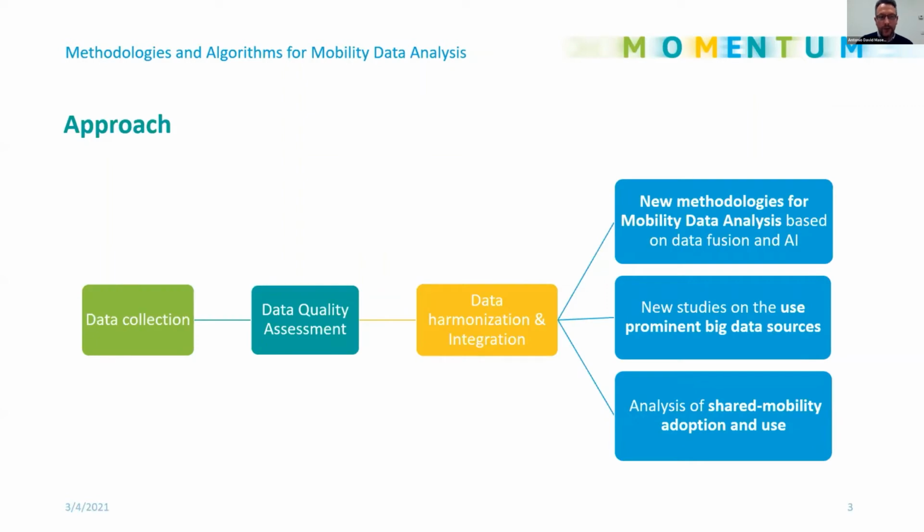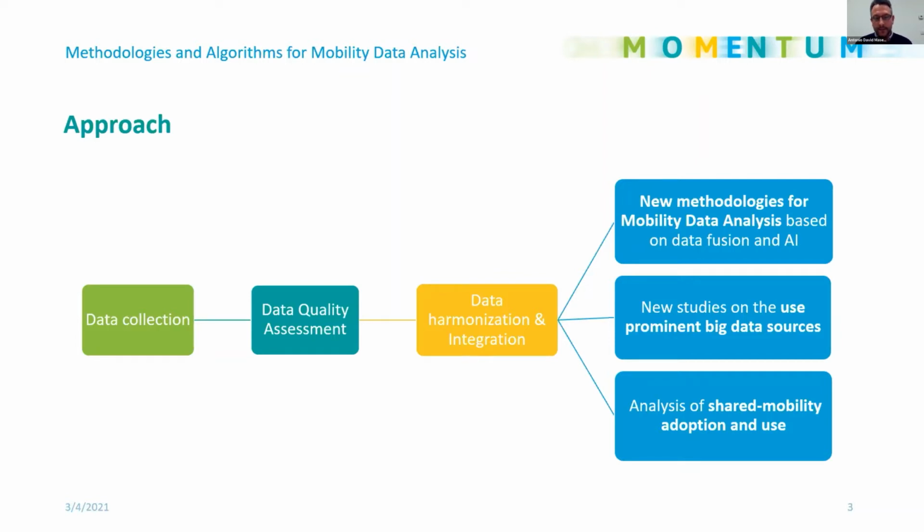So how do we do it? What we did was first to collect many different data sources from the 4 case studies that Sergio presented before. And from this list of data sources, we analyzed the quality in order to assess how relevant or how usable they were for the purposes of Momentum. And in the third stage, with this list of relevant data sources, we harmonized them and also integrated some of them in order to facilitate the data analysis and also the development of the new algorithms.